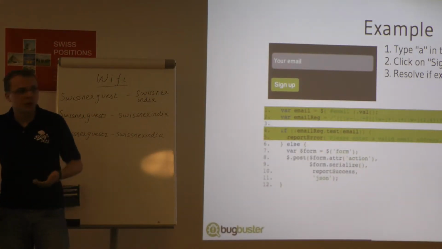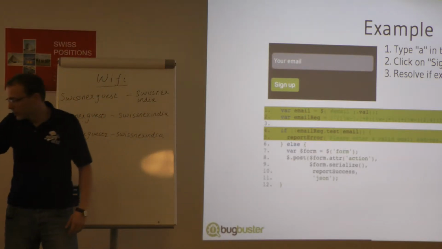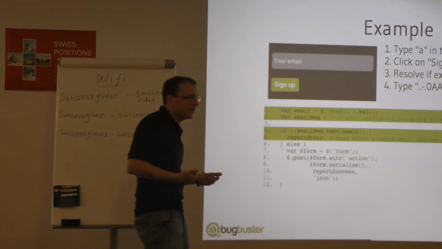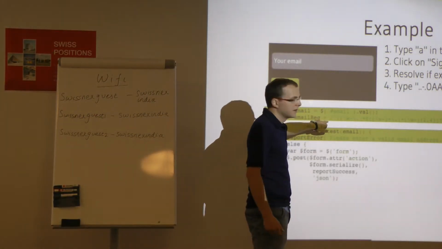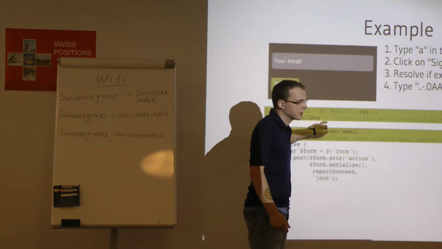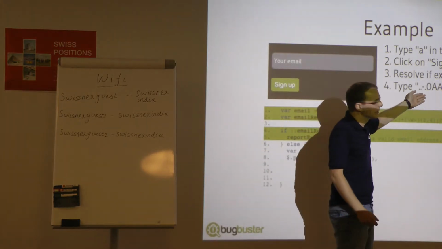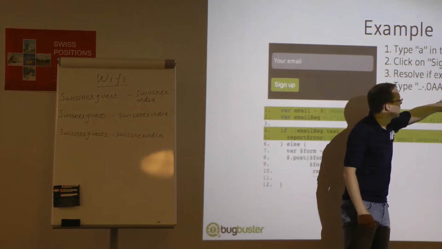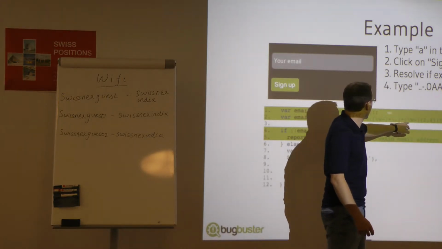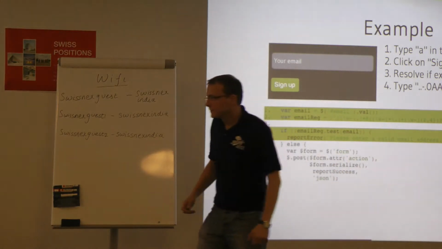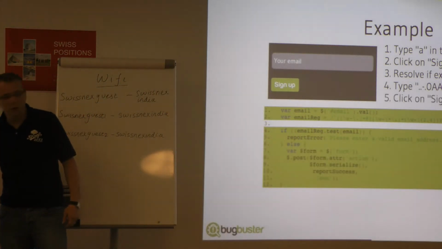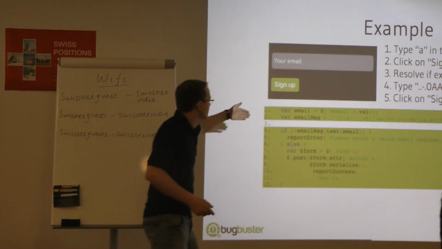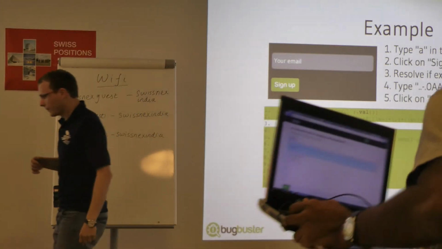Then, based on this regular expression, it will generate another input that is valid. It might not look exactly like the email addresses we are used to, but if you look at it, you have the @ and the number of characters which match the regular expression. And this will cover the rest of the function as soon as we click on sign up.